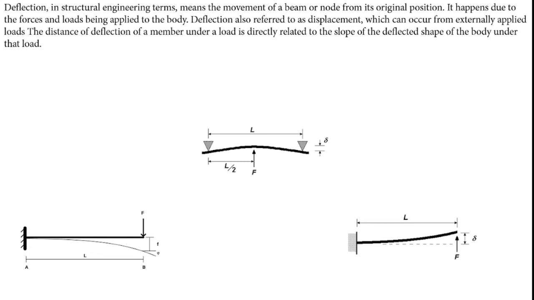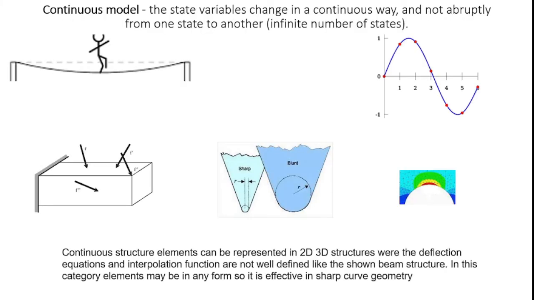But we can't study curved and sharp edge corners with the discrete model, because we are always utilizing standard elements like triangular or square shapes. How can we solve the curve or sharp edge problems? Yes, through the continuous model. That also has its own property, which means the state variable.